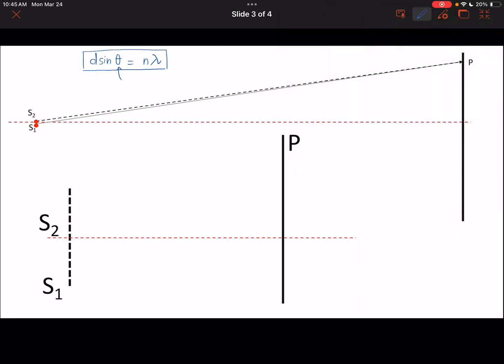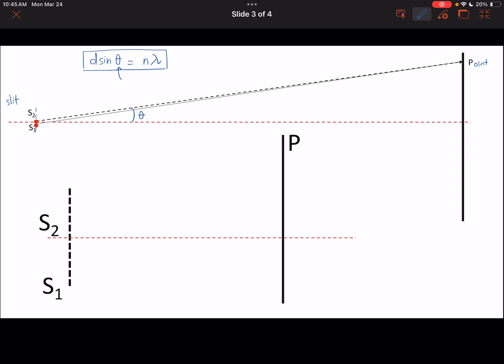Hi, so in this video, I want to make sure that we understand thoroughly the angle theta in this equation, okay? So what is theta? Theta is the angle that is made at the slit with the point P of interest on the screen. So how can we define this theta? This is the angle theta, okay?